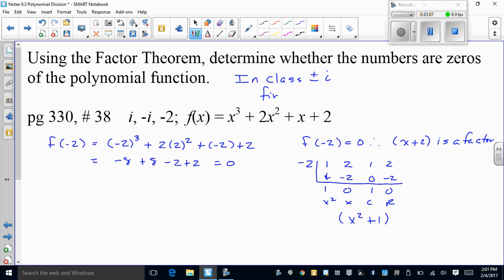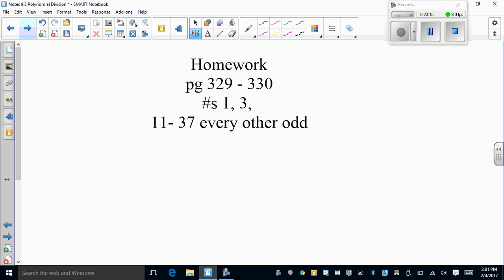Making myself a note so I don't forget when we go through these. All right, but I can go ahead and assign the homework. There you guys go. I already assigned problems 1 and 3. You should have these already done by now, and 11 through 37. Every other odd is what's going to be left. Okay, good luck on those.